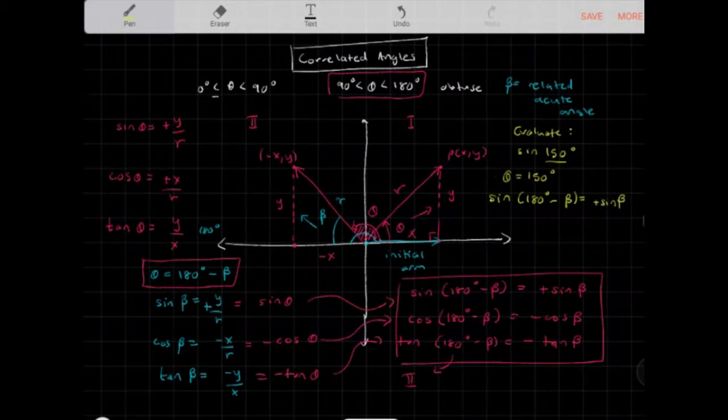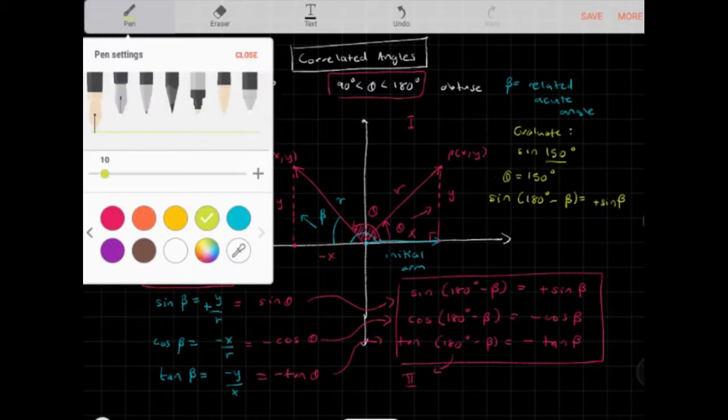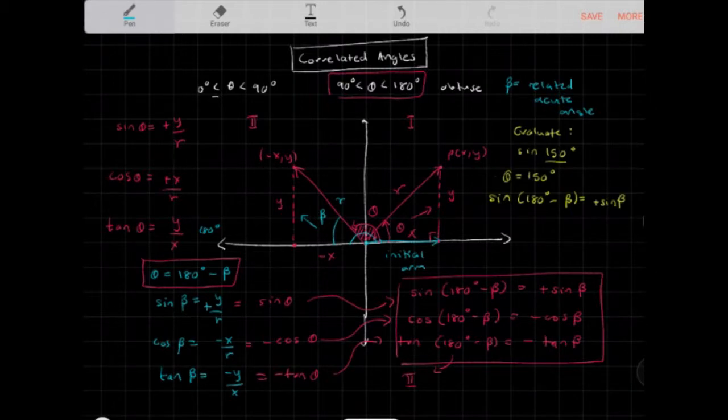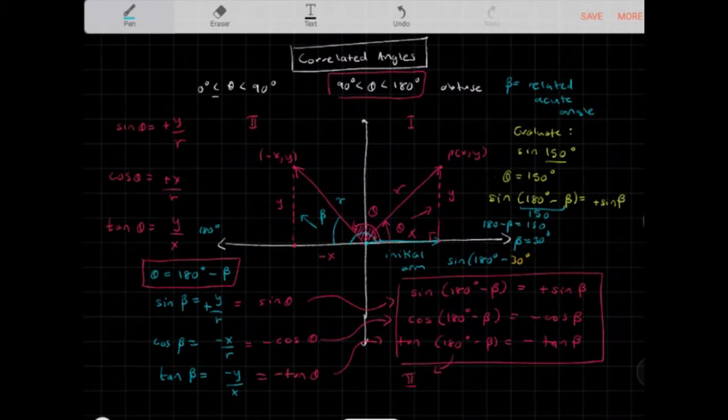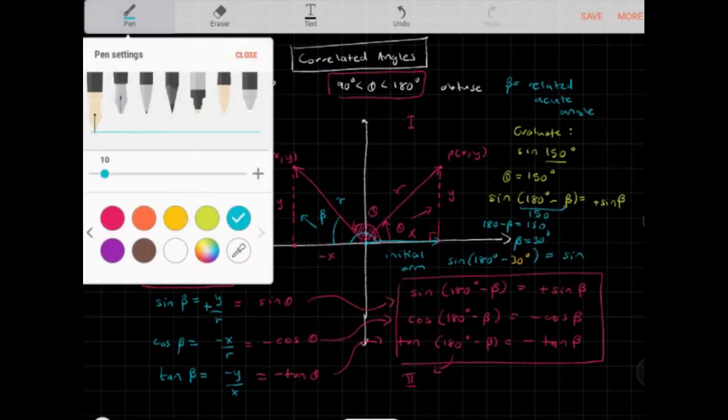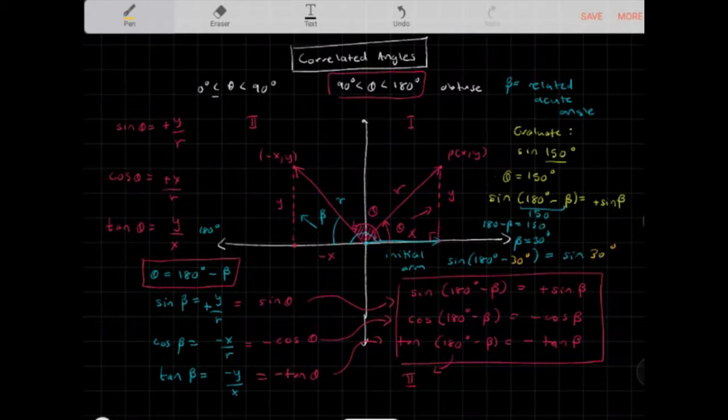Okay, so we understand this. If we plug this in, theta here is equal to 180 minus beta, and theta should be equal to 150. So 180 minus beta should be equal to 150, which means beta should be equal to 30 degrees. If I rewrite this equation, sine of 180 degrees minus 30 should be equal to sine 30 degrees. So you can see how the equation can be set up and used.